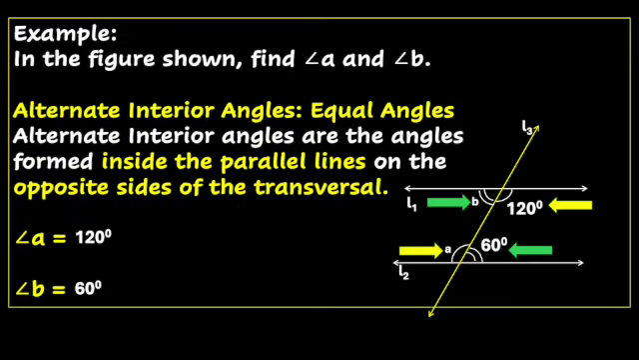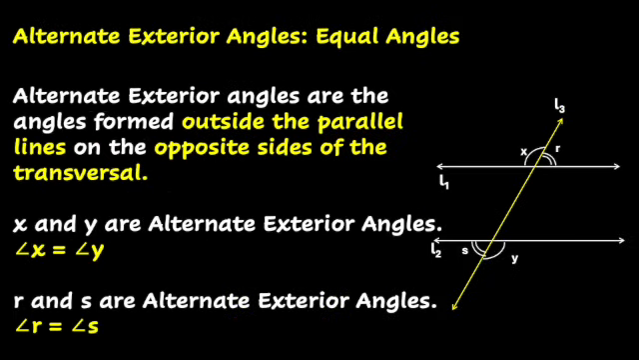In our next example, we need to find the values of angle A and B, and the figure is shown to you. And here we use the property of alternate interior angles. Have a look. The yellow arrows are showing one pair of alternate interior angles. So based on that, we can say angle A equal to 120 degrees. In the same way, the green arrows are showing you another pair of alternate interior angles. Based on that, we can say angle B equal to 60 degrees.